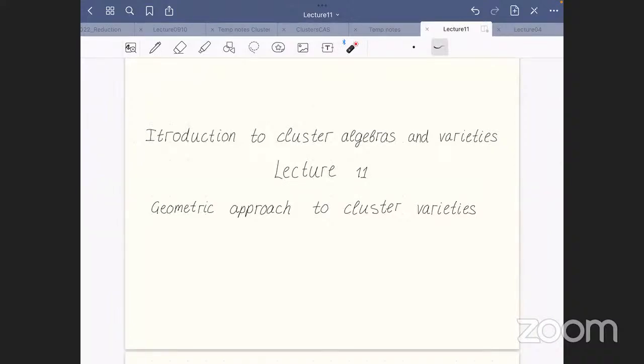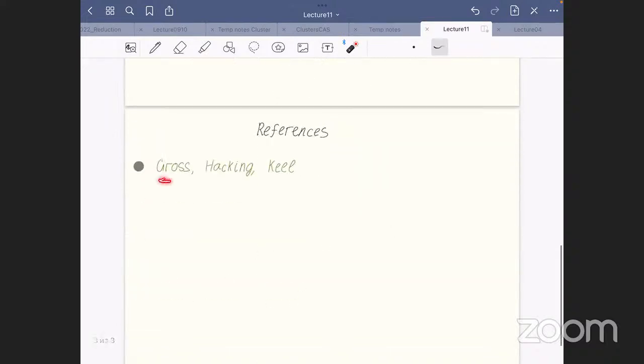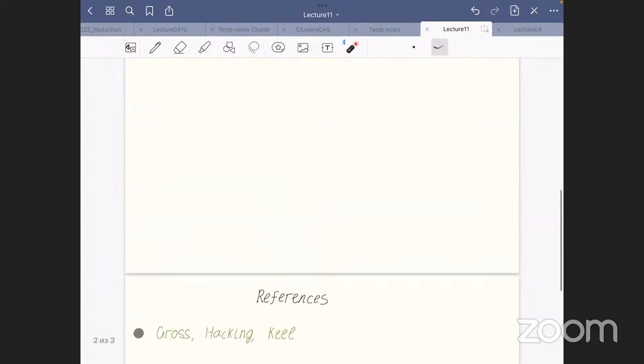Okay. The topic of today's lecture is the geometric approach to cluster varieties. I follow the paper by Gross, Hacking, and Keel, which was written about 10 years ago, in 2013, and in particular it provides a geometric proof of the Laurent phenomenon, which I mentioned maybe months ago, and some geometric explanation of what's going on.